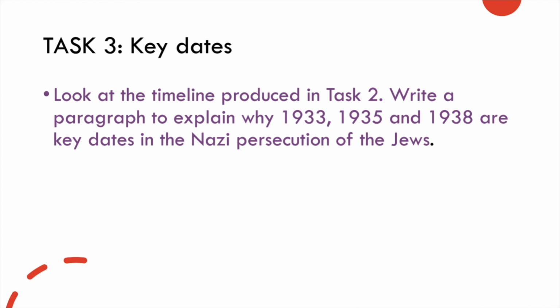Once you have produced your timeline based on the persecution of different groups, I would like you to complete task 3. Look at the timeline, write a paragraph to explain why 1933, 1935 and 1938 are key dates in the Nazi persecution of the Jews. Why are those particular dates important? Use examples from your timeline to support your answer. Once you have done that, you have completed Remote Learning Task 15, your final remote learning task.